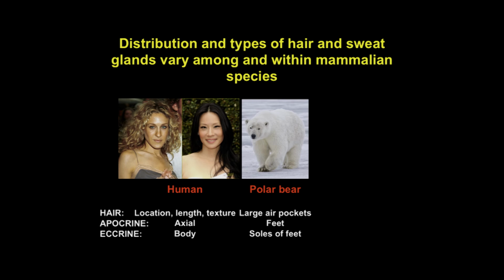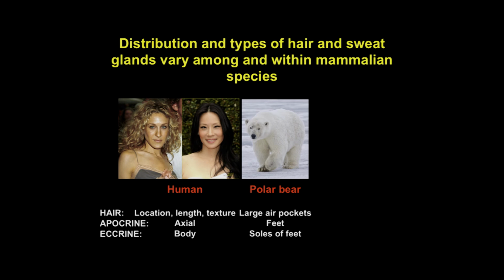By contrast, a polar bear has hair that's of rather similar length over most of its body, but this hair is specially adapted and has large air pockets that allow much better thermoregulation for the polar bear in cold conditions. It also, interestingly, has apocrine glands on the soles of its feet and leaves a scent trail with these. And its eccrine glands are confined to the soles of the feet, unlike in humans.